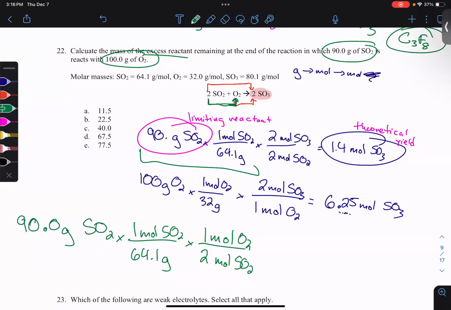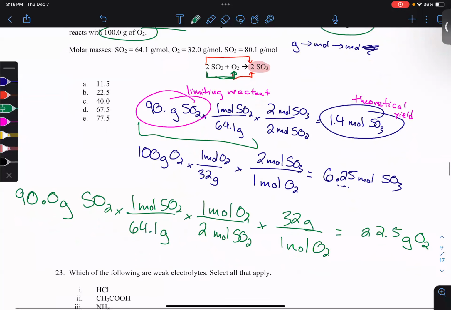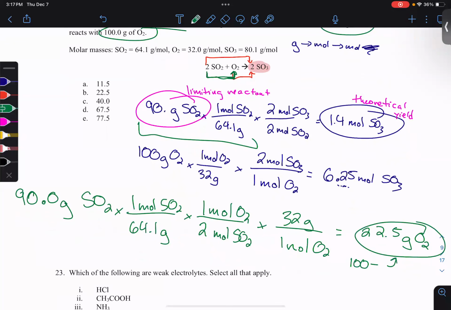Since this question is asking for a mass, a gram amount, now I'll use the molar mass of O2. 1 mole of O2 is 32 grams. And so this reaction, if all of that SO2 reacts, 1.4 divided by 2 times 32, will consume 22.5 grams of O2. Is that my answer? No, my answer is actually going to be 100 minus that number, because that's how much is left over. So what's my answer? Is it E? Hopefully it's E. It's E.